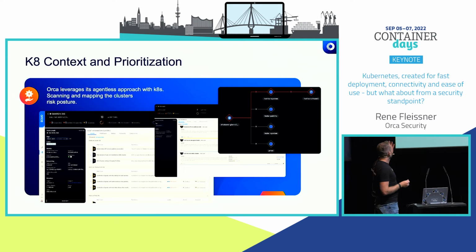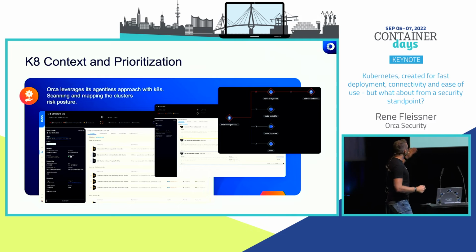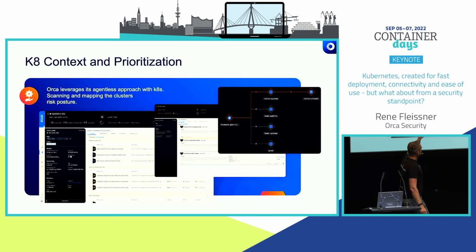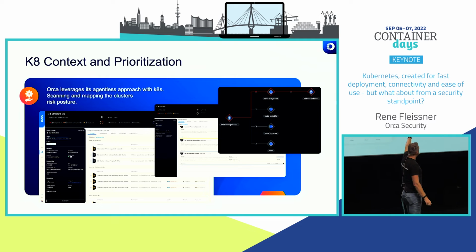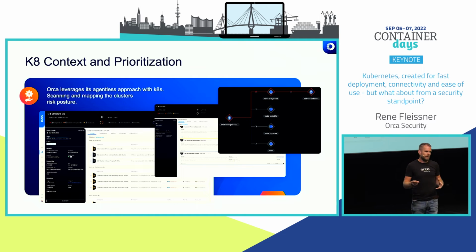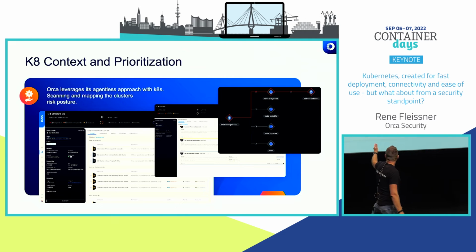We have here the context and the prioritization. You see the asset, and you see exactly in the attack path what's going on, who is running, which container is running, what he is doing, what's connected. And we get every alert, we get every information we need directly out of it.